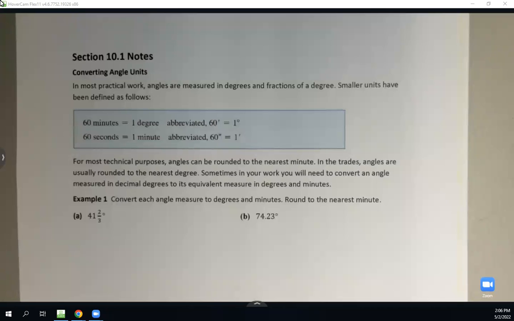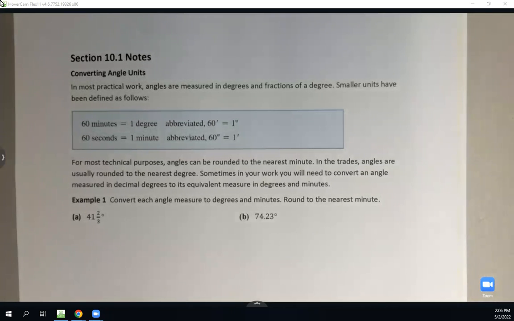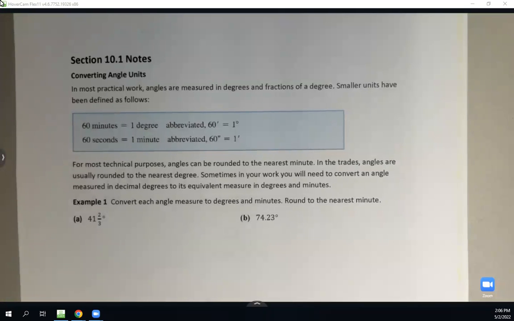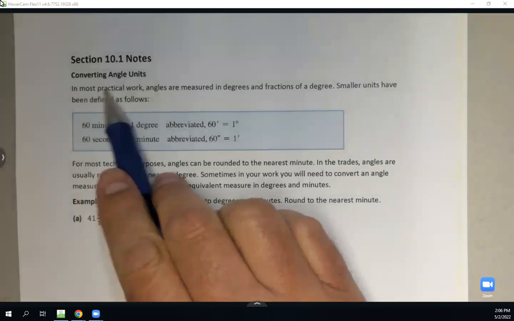Make sense? Okay. So, we've been working on geometry stuff for chapters 8, 9, and now 10. So it's all kind of connected to this idea of geometric stuff, looking at it from a practical application kind of perspective. Okay. So converting angle units.